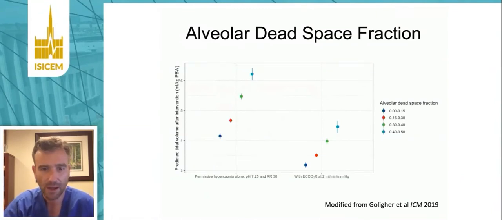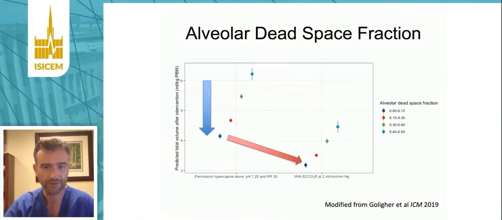This is shown here in this figure, where using predictive modeling we predict the tidal volume in patients with varying levels of dead space, with a permissive hypercapnia strategy on the left or with ECCO2R at a relatively high rate on the right. What you can see is that patients with relatively low dead space can get to a tidal volume of almost 4 mL per kilo without the application of any ECCO2R, just by accepting a relatively lower pH and a higher respiratory rate. Whereas patients with high dead space can't get below 6 mL per kilo. In fact, on average, their tidal volume is slightly above.